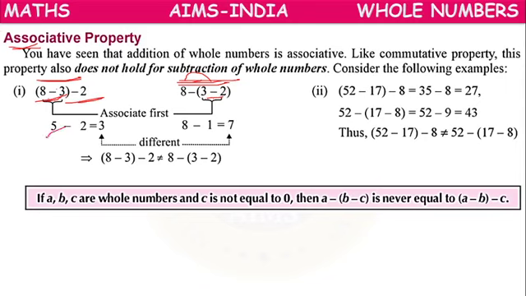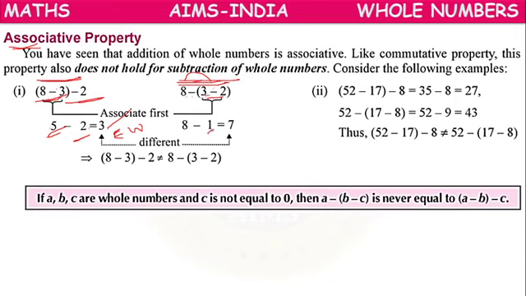8 minus 3, then 5 minus 2. We will take it like that. 5 minus 2 is 3, which is a whole number. But what about this one? 8 minus 3 minus 2.